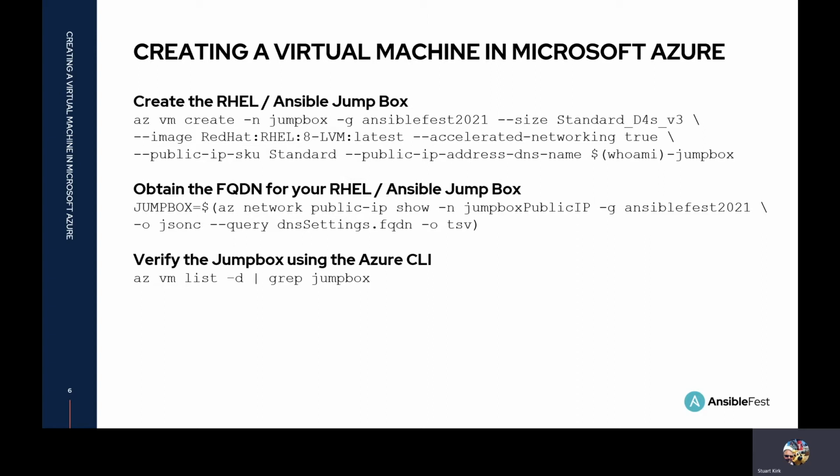So we have to make sure we approach this in a logical fashion. We're going to create the jump box first, load Ansible on it, and then subsequently create the second virtual machine using Ansible.